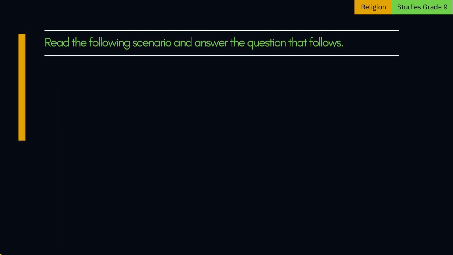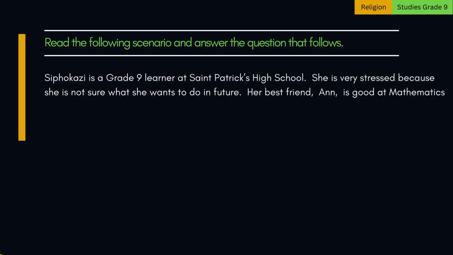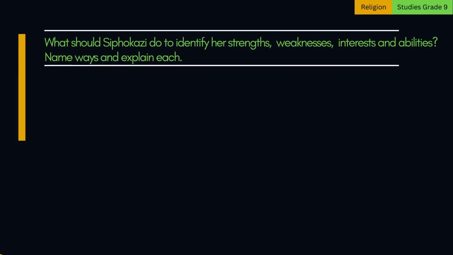Life Orientation Grade 9. Read the following scenario and answer the question that follows. Sifokazi is a Grade 9 learner at St. Patrick's High School. She is very stressed because she is not sure what she wants to do in future. Her best friend, Anne, is good at mathematics and physical sciences and wants to be a medical doctor. Sifokazi is concerned because it seems as though all her peers know exactly what they want to do. Question: what should Sifokazi do to identify her strengths, weaknesses, interests and abilities? Name ways and explain each.